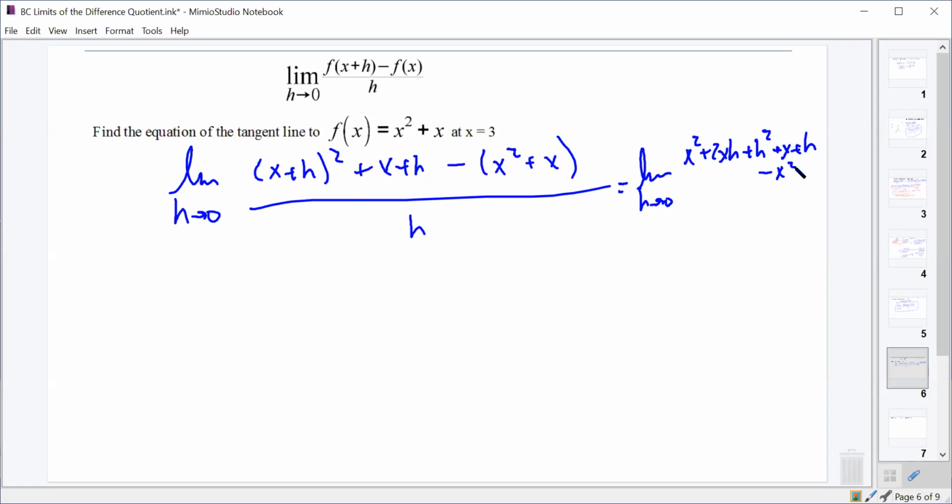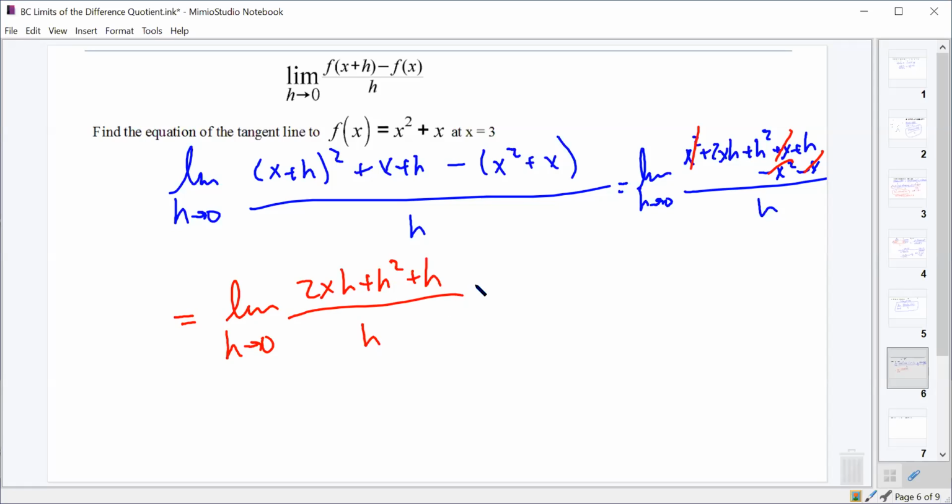Not sure why I decided to write that in the same line, but I did. And the minus x squared and the plus x squared will cancel, and the plus x and the minus x will cancel. And we've got the limit as h approaches 0 of 2xh plus h squared plus h all over h. H and h can factor out and cancel with the h in the denominator, which gives us the limit as h approaches 0 of 2x plus h plus 1, which is just 2x plus 1 as h goes towards 0.